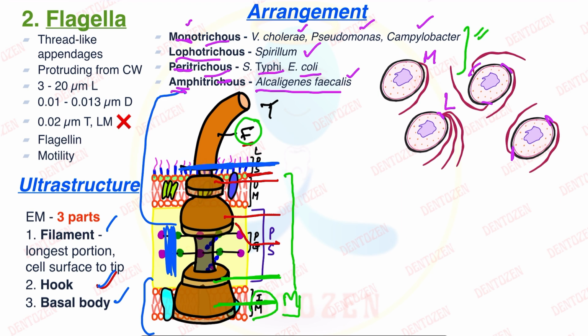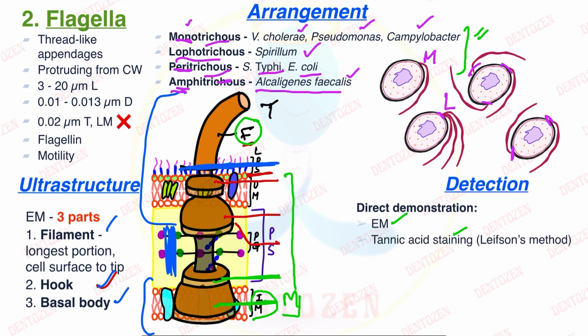Now, how do we see these flagella? They are such small structures. Can we see them? Their direct demonstration is a little difficult, but they can be detected under the electron microscope. We can see the structure: filament, hook, basal body. They can be seen with tannic acid staining, which is called the Leifson method. But as direct demonstration is difficult, we usually look for the motility of bacteria.